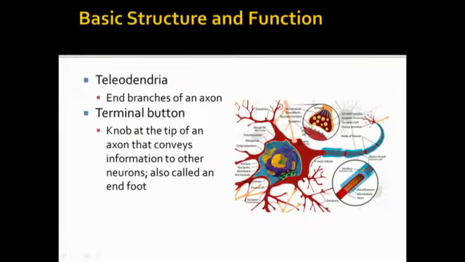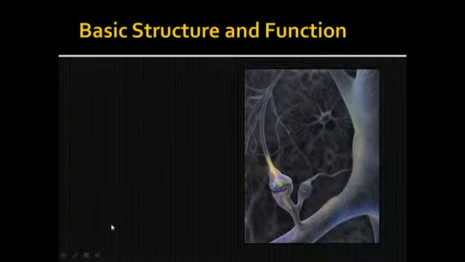Here in this image is a blow-up of that synapse, which includes the end button, sometimes called the terminal button, of the sending neuron, and the membrane of the receiving neuron. It's also called the end foot. Questions?